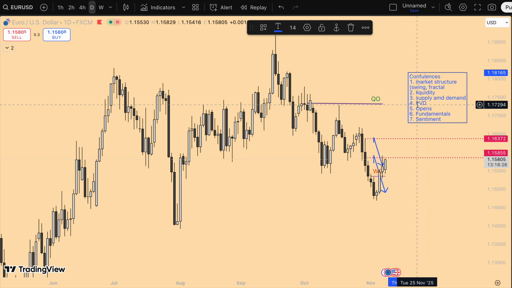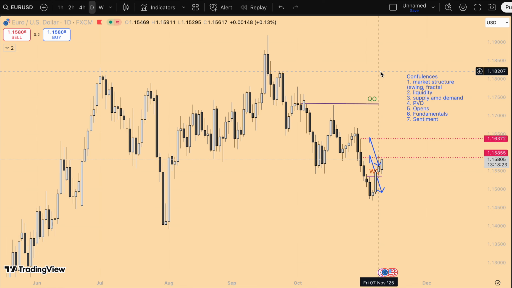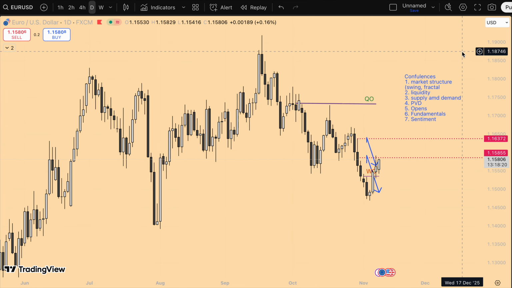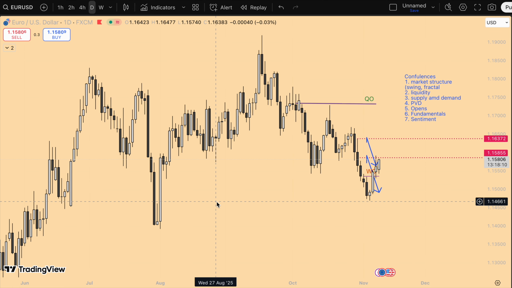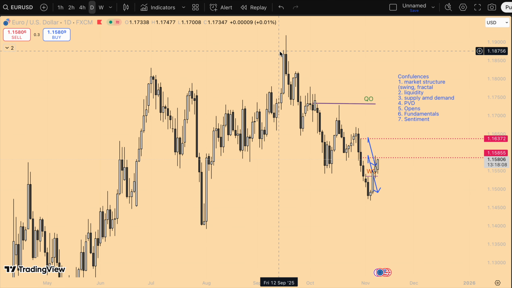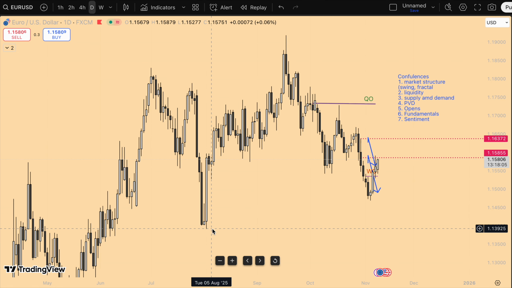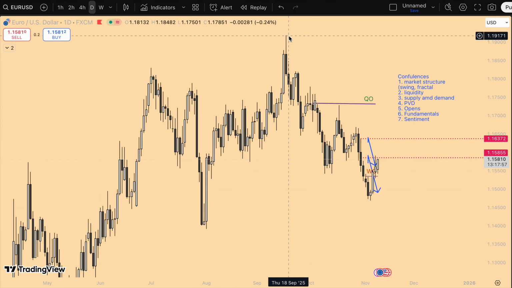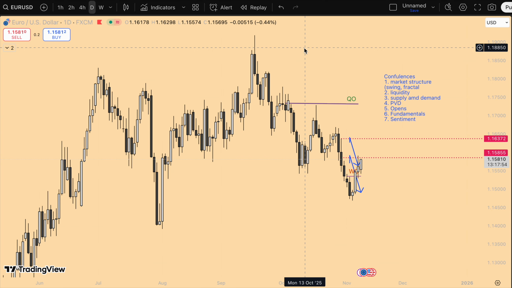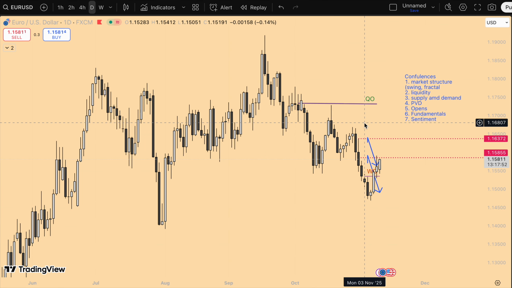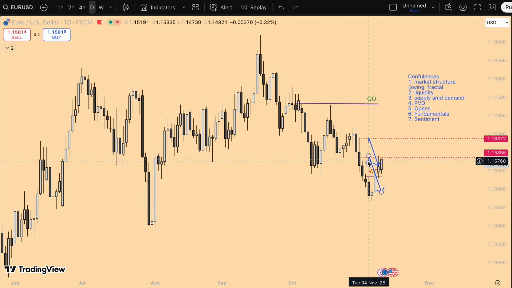bearish momentum on the dollar, which in turn is bullish for EURUSD. So guys, you can see on the screen here, I have my confluences written, so you can see what I look for right before I decide to go into a trade. We have market structure, which is swing. Here on EURUSD, as I've always discussed, we have our swing structure being bullish. So this is our swing low, and this right here is our swing high.